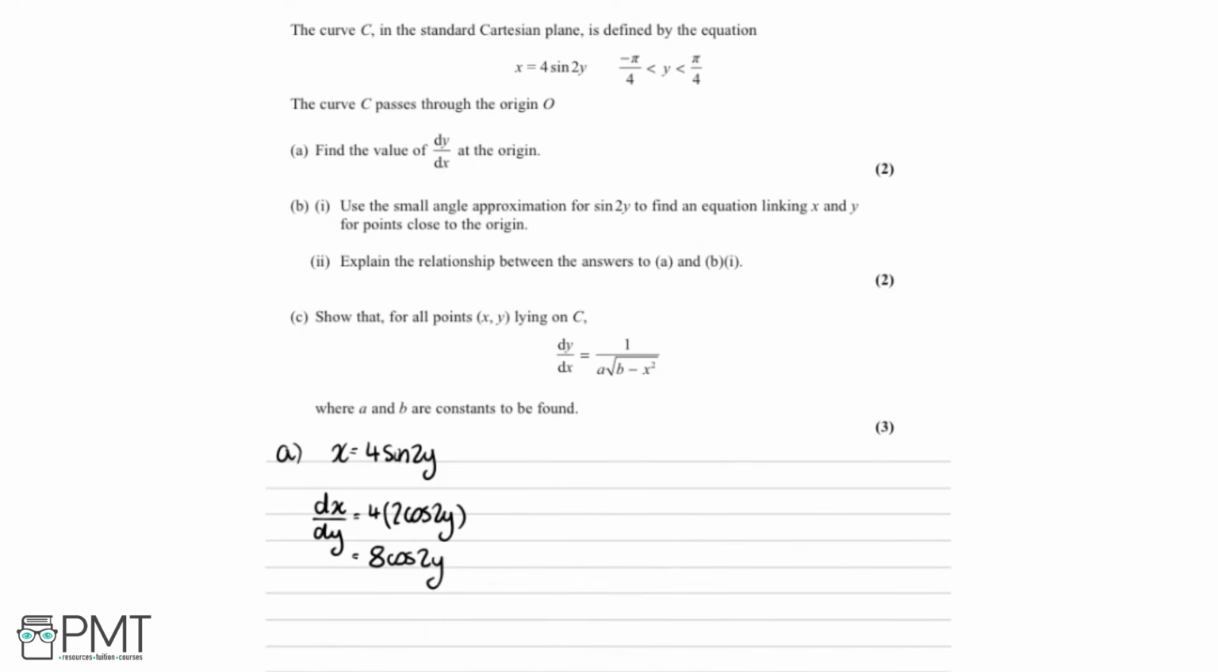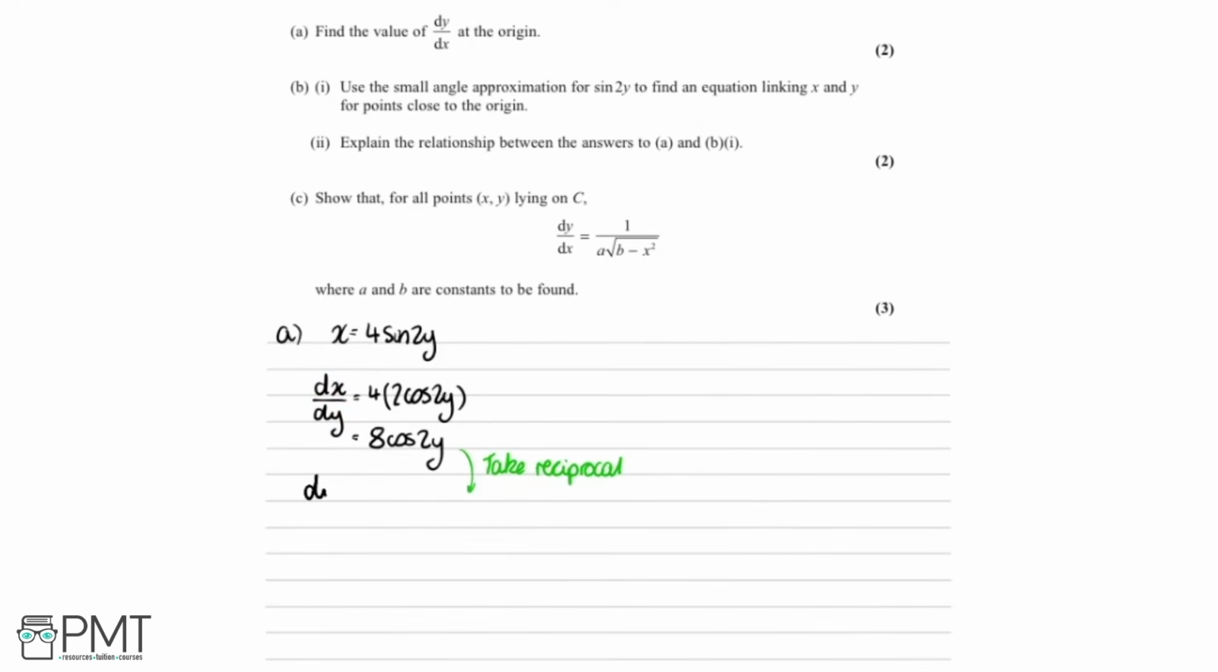This is great, however, we need to look at dy by dx, but we've got dx by dy. So what we're going to do is take the reciprocal of both sides. So if we do that, we're going to get the dy by dx we want on the left hand side, and it's going to be 1 over everything. So 1 over 8 cos 2y on the right hand side.